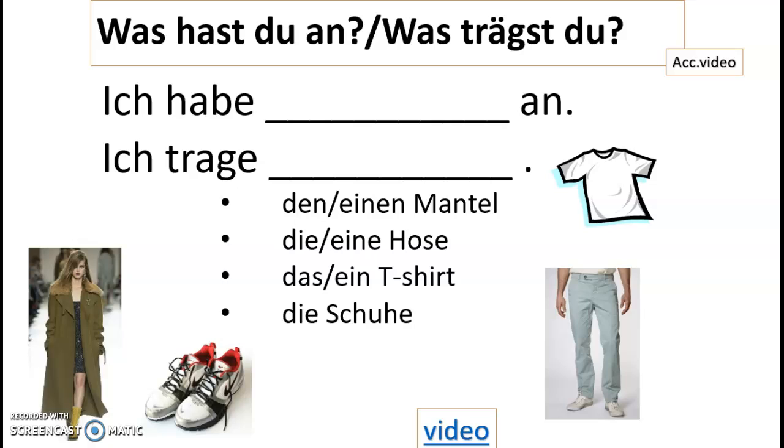Okay, hopefully you said all of them. Notice that when you have something on or when you're wearing it, I am the one wearing it. The thing I'm wearing is not the subject because I am the one doing the wearing. So it is the direct object. You have to use the accusative, den or einen, and really those are the only ones that change. So if it's a der word, make sure you change it to den or einen.